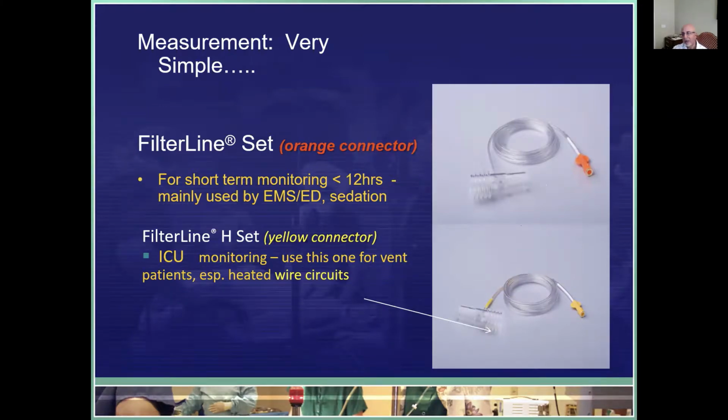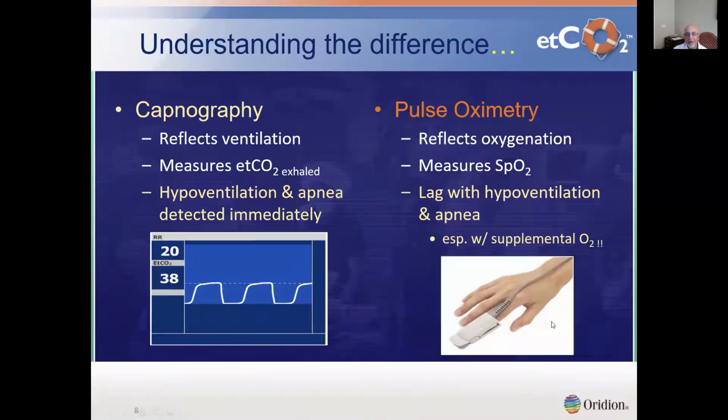The way the end-tidal CO2 is measured is very simple indeed. There are two different types of tubing. One is for a patient who is spontaneously breathing, which is orange, and a patient that is on a ventilator, the tubing is yellow in color.